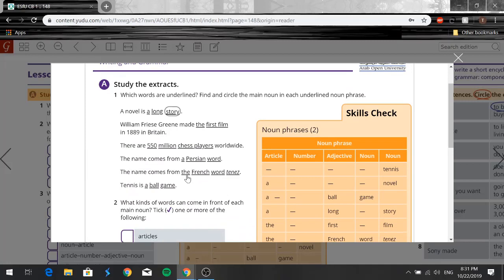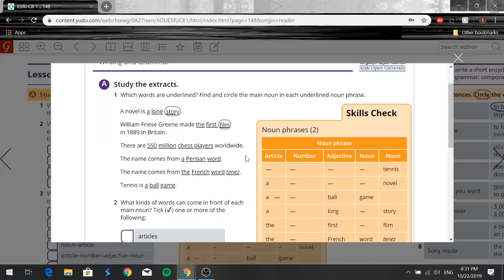Let's go to sentence 2. William Friese Greene made the first film in 1889 in Britain. I know this sounds confusing, but it isn't. Take it step by step, right? So we have the article. Ask yourself, can I say William Friese Greene made the and stop? No, I can't say that. That does not make sense. Can I say William Friese Greene made the first in 1889 in Britain? No, still doesn't make sense. However, I can say William Friese Greene made the film in 1889 in Britain. It's correct, so I'll choose film in this case, okay?